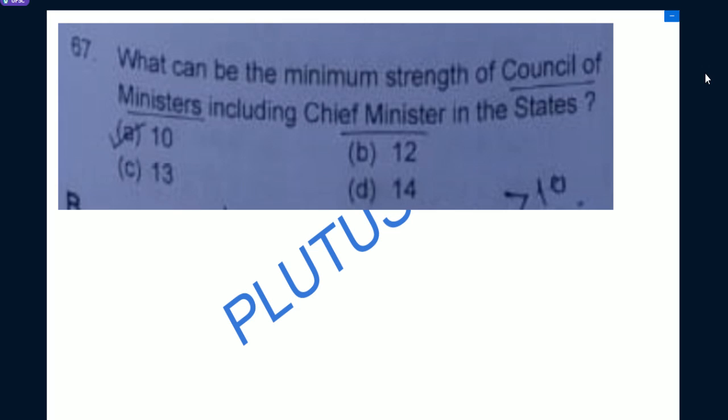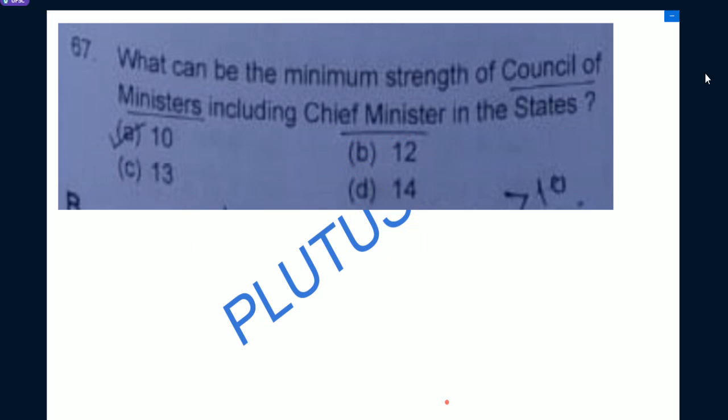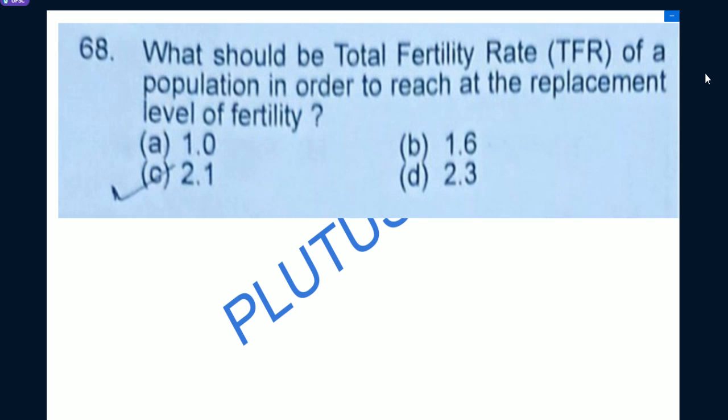Question number 67. Minimum strength of Council of Ministers, including Chief Minister in the states. So, as per Article 164, after the 91st Amendment Act 2003, the total number of ministers, including Chief Minister, shall not exceed 15%. We know this thing. And a maximum strength 15% honi chahiye. But it has been specifically given that the number of minimum, including Chief Minister in the state, shall not be less than 12. It shall not be less than 12. So 12 is the answer.